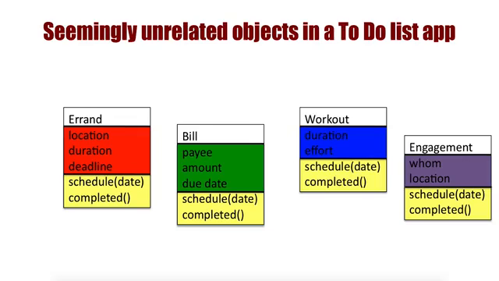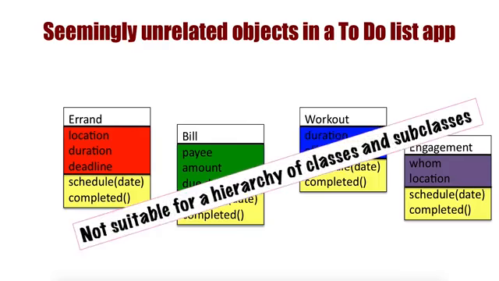Each of these objects can be scheduled on a particular date, and each can be marked as completed. They may also have other unique behaviors, but we want to focus on what they have in common. Clearly, these items cannot be arranged into a hierarchy. Superclasses and subclasses won't work here, but we should be able to take some advantage of their similar behaviors.